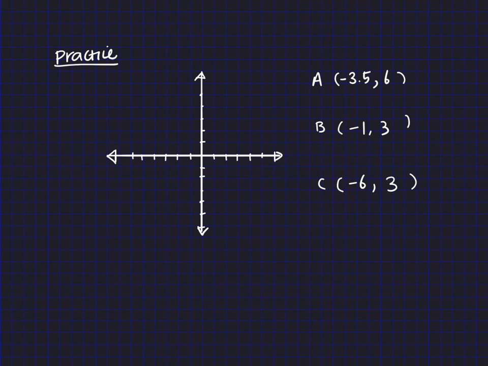So let's go ahead and graph this. You can pause the video and then graph it. If you notice, because A has negative 3.5, I went 1, 2, 3, and maybe a half, and then I went up 6. So I have a triangle ABC.